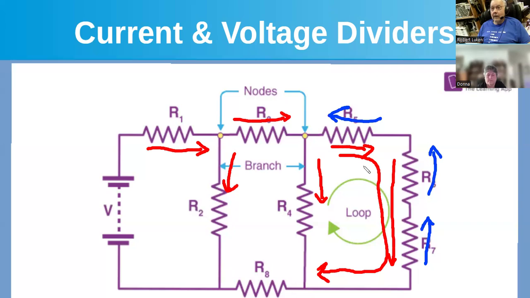Okay. So just remember, when you have a node, the current in has to equal the current out. And if you have a loop, which I didn't do, let's see. So we have our current going this way.